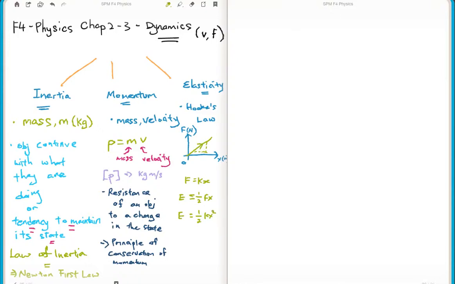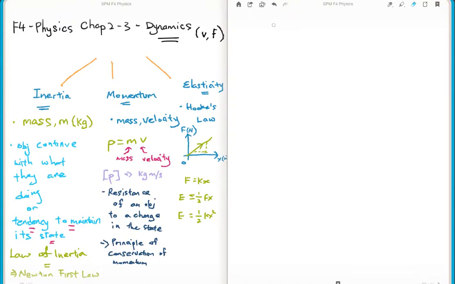Okay, let me dive into the second part, momentum, because I've gone through inertia. So in momentum, I will put it into an example. How do you tackle a question on momentum? It is rather straightforward. If you know how to calculate, then you should be able to answer questions in regard to momentum.